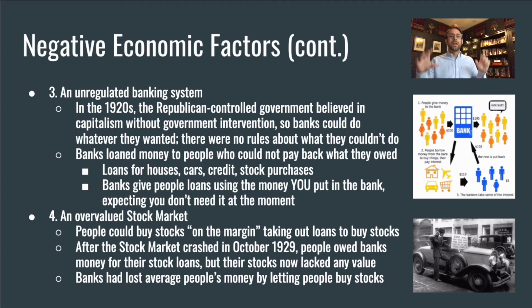And as a result, that triggered problems in the banking system and the credit system and the overproduction system. So yes, the stock market crashing was kind of like the spark, right? But all the other things were the underlying causes that were triggered by the stock market crashing.